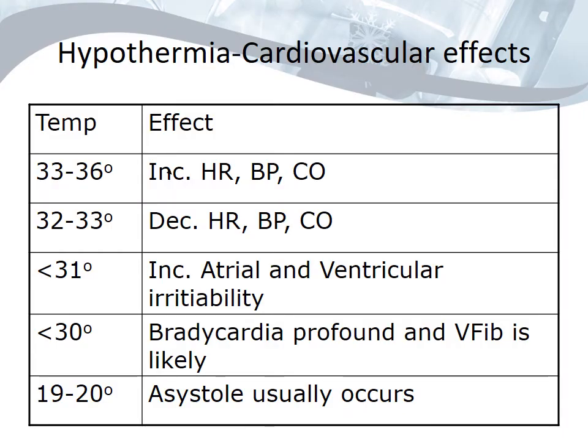Okay, effects of hypothermia. This is some interesting stuff here. In mild hypothermia, you'll have an increase in heart rate, blood pressure, and cardiac output. That makes sense. You can vasoconstrict and all that. Of course, this is all not assuming anesthesia, just normal reaction, but it's similar to anesthesia, just not as much. When you get more hypothermic, like below 33 degrees, you start to get the opposite effect. This is when it's getting bad. You get below 31 degrees, you get some atrioventricular irritability, bradycardia, profound VFib is likely at less than 30, and at 19 to 20 degrees, you have asystole, typically.